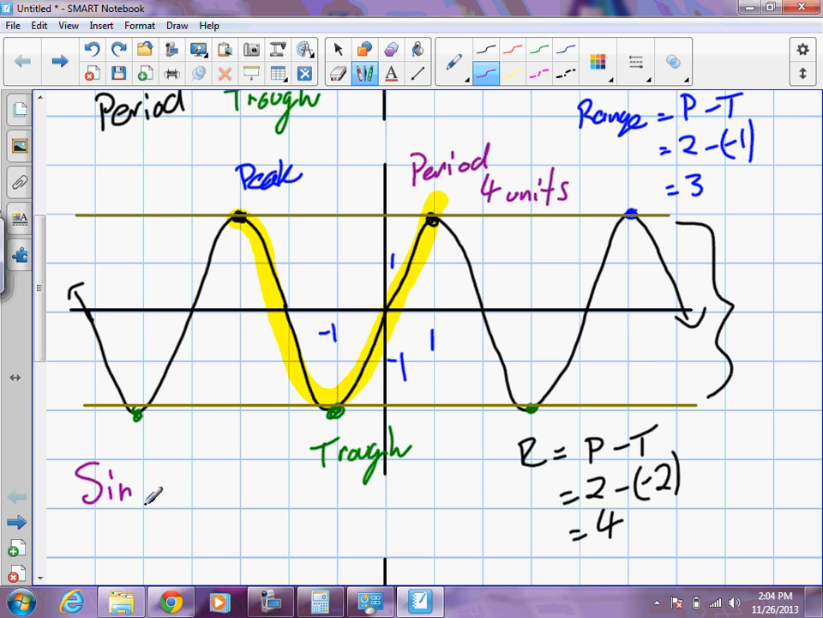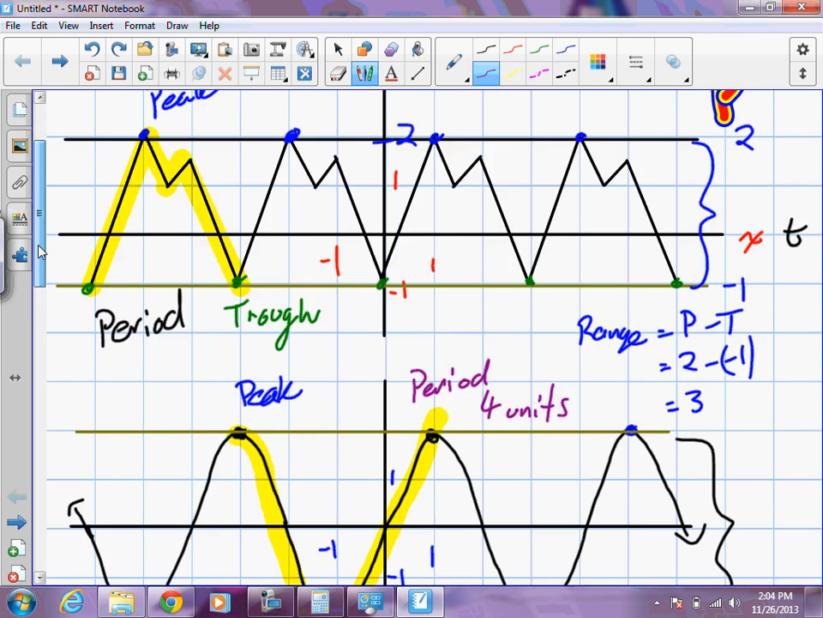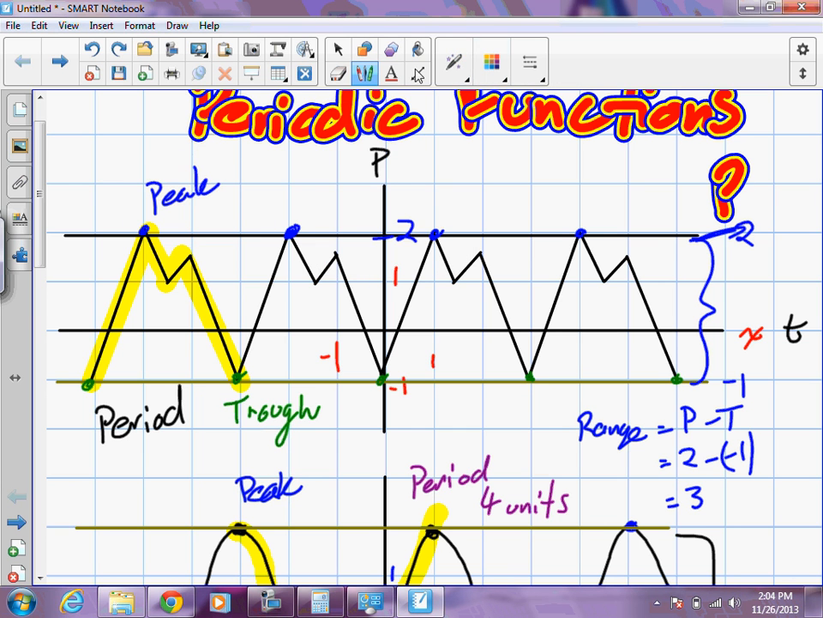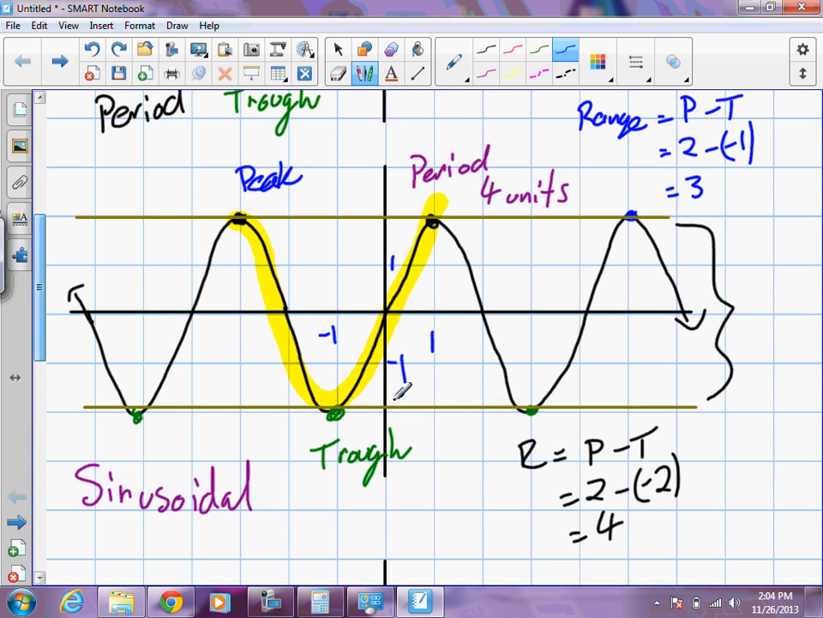The other one is just a periodic function. Now, they both technically are periodic. This one was periodic. I put it P. Okay, let's write that above. Periodic. The above is periodic. This below is also periodic, but it's a very specific one called sinusoidal. And I want us to remember that as we go through.